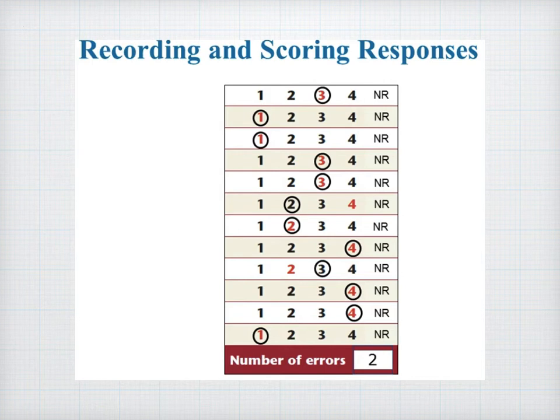The correct answer is indicated on the record form in red. As we see here, if the client does not answer, the assessor will circle NR for no response, indicating there was no verbal or gestural response.